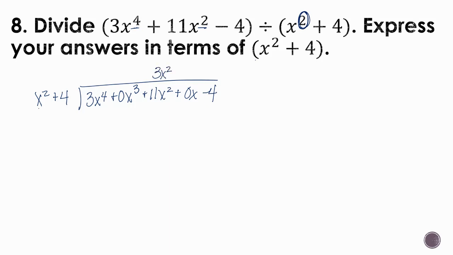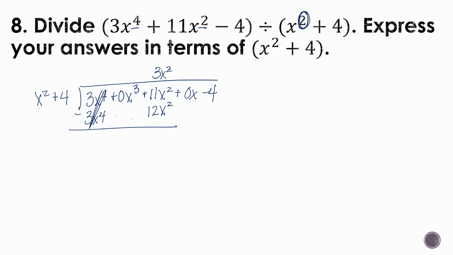Remember that you're trying to find what to multiply by so that you can cancel out this first term. Because 3x squared times x squared is 3x to the 4th. When I multiply, I also have to multiply 3x squared times 4, which is 12x squared. And then I'm going to subtract. Your first two terms should cancel out. If they don't, you did it wrong. So make sure that you're multiplying by the right thing to get them to cancel out.